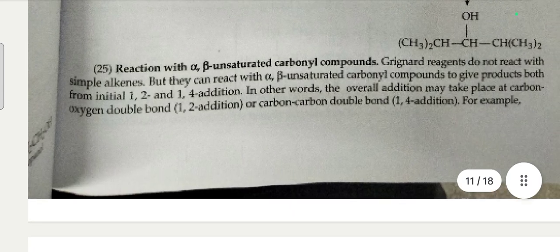Reaction with alpha, beta unsaturated carbonyl compounds. Grignard reagents do not react with simple alkenes, but they can react with alpha, beta unsaturated carbonyl compounds to give products from both initial 1,2 and 1,4 addition. In other words, the overall addition may take place at the carbon-oxygen bond, 1,2 addition, or at the carbon-carbon double bond, 1,4 addition.